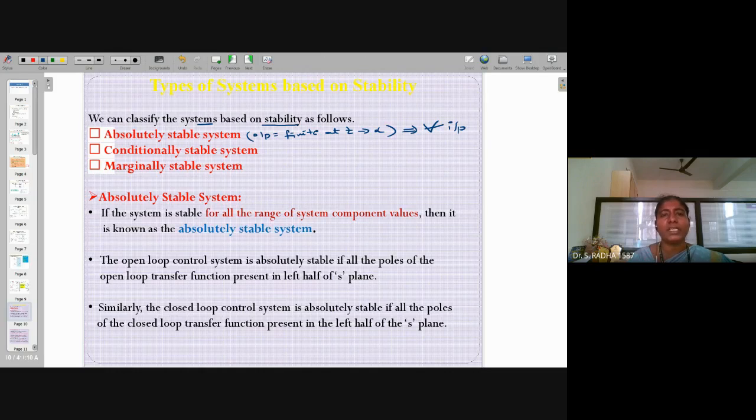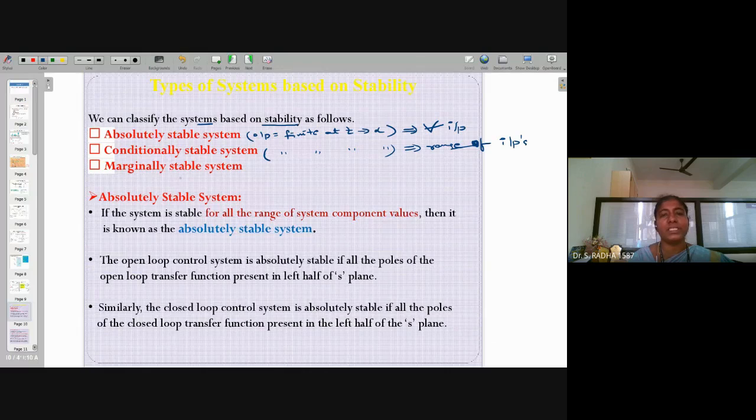Conditionally stable means this happens only for a range of input values. So the output is a finite value, but all this happens only for a range of inputs. If this condition holds good, then it is called conditionally stable.